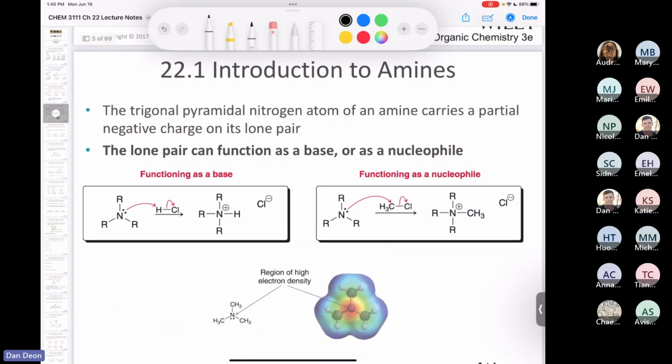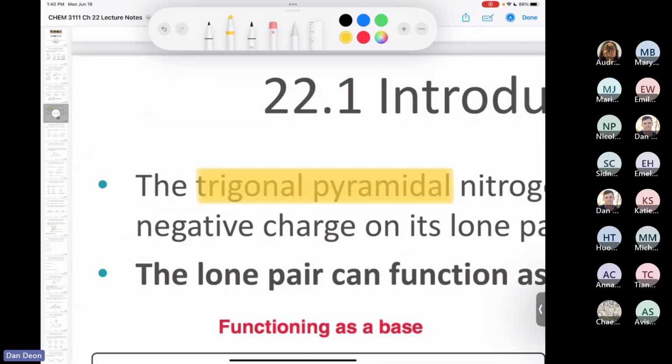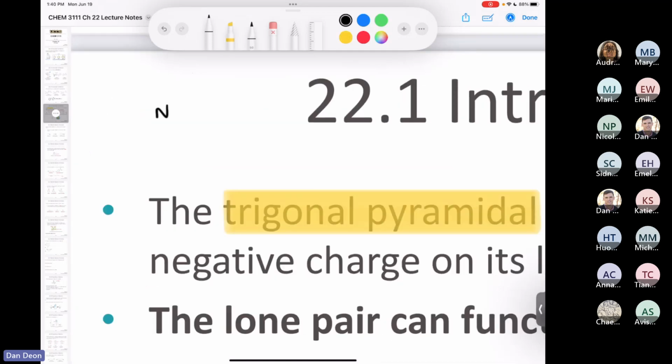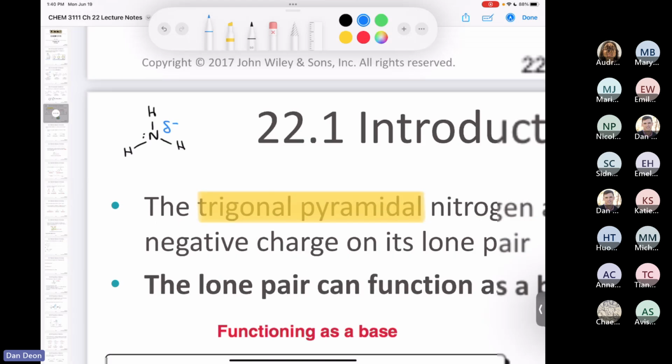But let's get back into this whole idea of the molecular geometry of an amine. Whether it's ammonia, primary, secondary, or a tertiary amine, they all have a trigonal pyramidal nitrogen. And it says here, the nitrogen atom of an amine carries a partial negative charge on its lone pair, right? If we look at the structure of ammonia quickly, you know that the nitrogen is more electronegative than the hydrogen, so we put a delta minus on it. It's partially negative. It's not an anion, but it's partially negative.